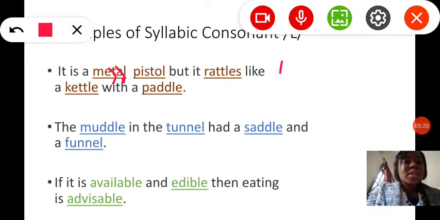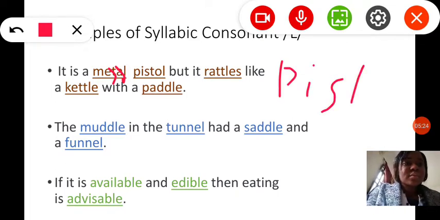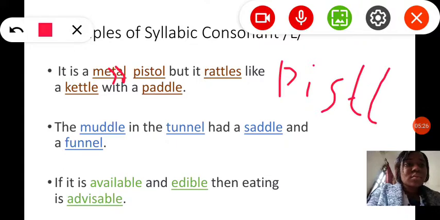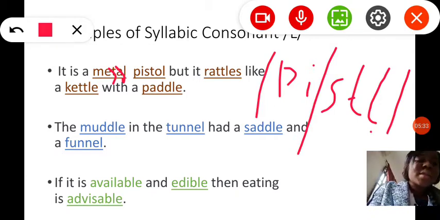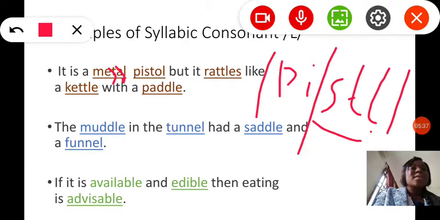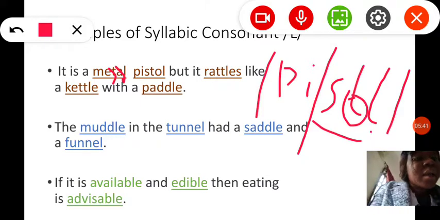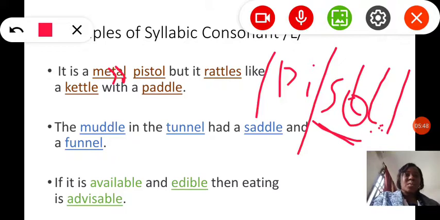We have the word pistol. Pistol, when it's being transcribed, you see something like this. It's still disyllabic. This syllabic consonant here makes this aspect a syllable, even though there is no vowel sound here. But because of the presence of this syllabic consonant, automatically this becomes a syllable. I hope you understand what we are discussing.